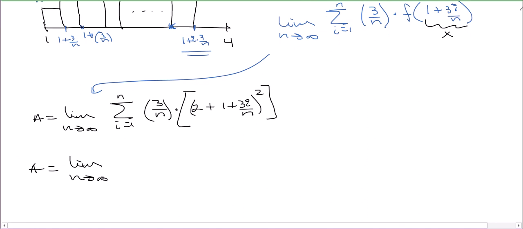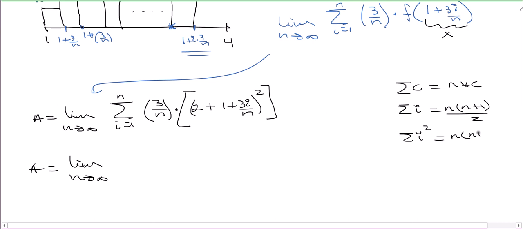And then what do I do from here? What is the goal? Remind yourself, what is the goal? The goal is to be able to use the formulas. So remind yourself what those formulas are. And the goal is to try to use these formulas to simplify.